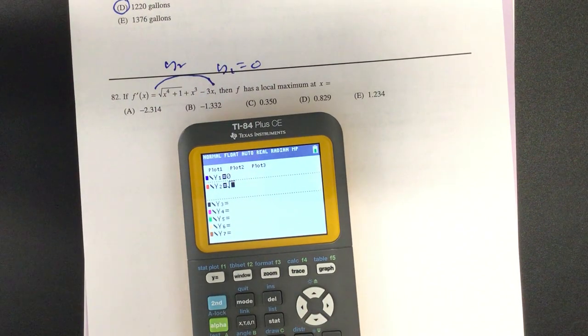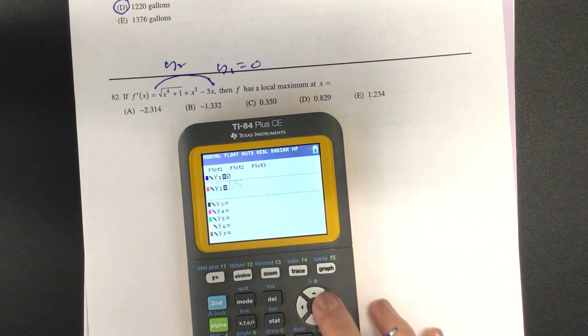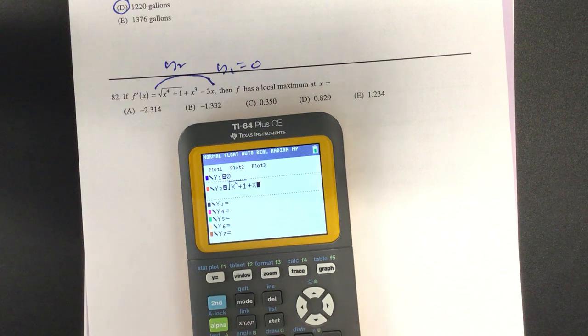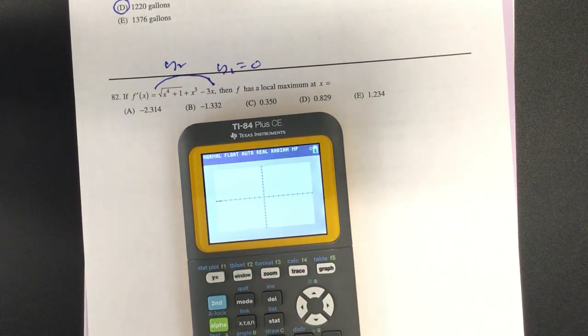Are we all typing? Okay. Plus 1, plus x cubed, minus 3x. Let's double check. All right. Can we go to Zoom 6? Yeah, go to Zoom 6. That's fine.